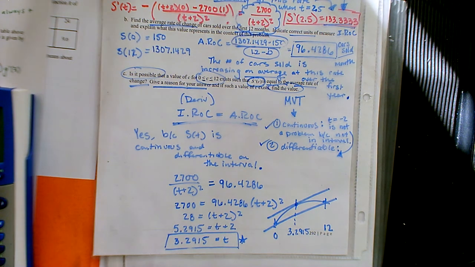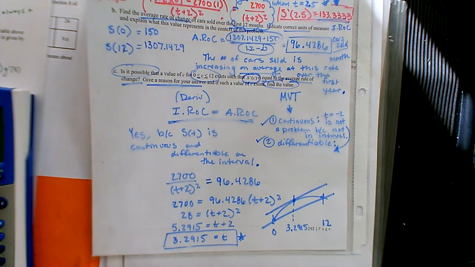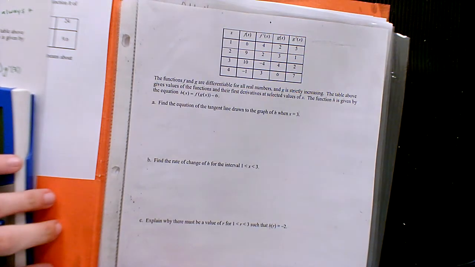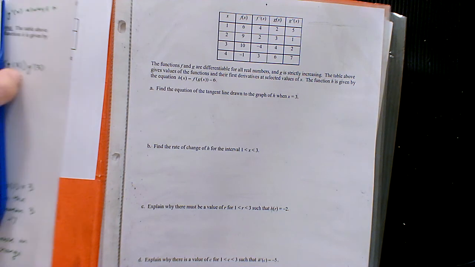Okay. Let's go ahead and try the last one. It's going to be a table example. I know some people mentioned how reading a table can be difficult for them, so we're going to try this one together. This table, though, is a little bit more involved because we have F values, G values, and their derivative values, so we have a lot to keep organized.